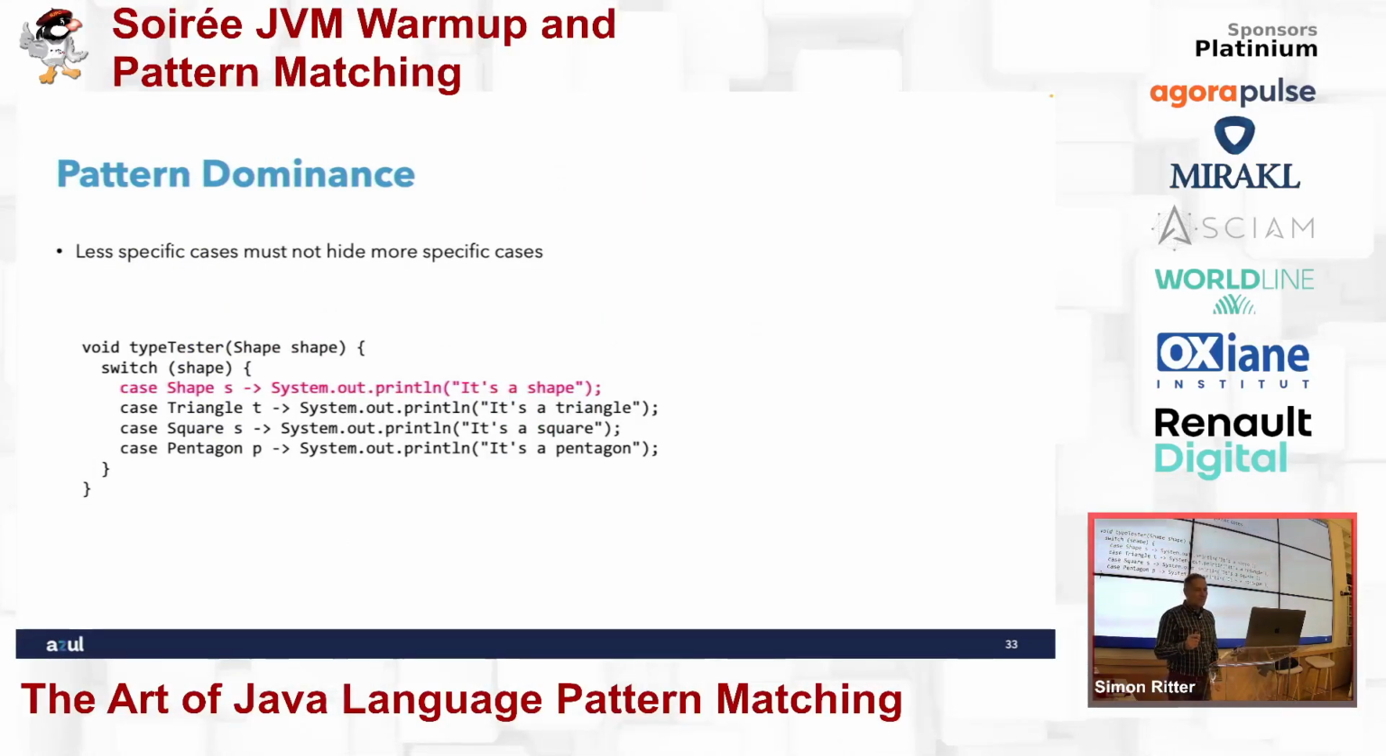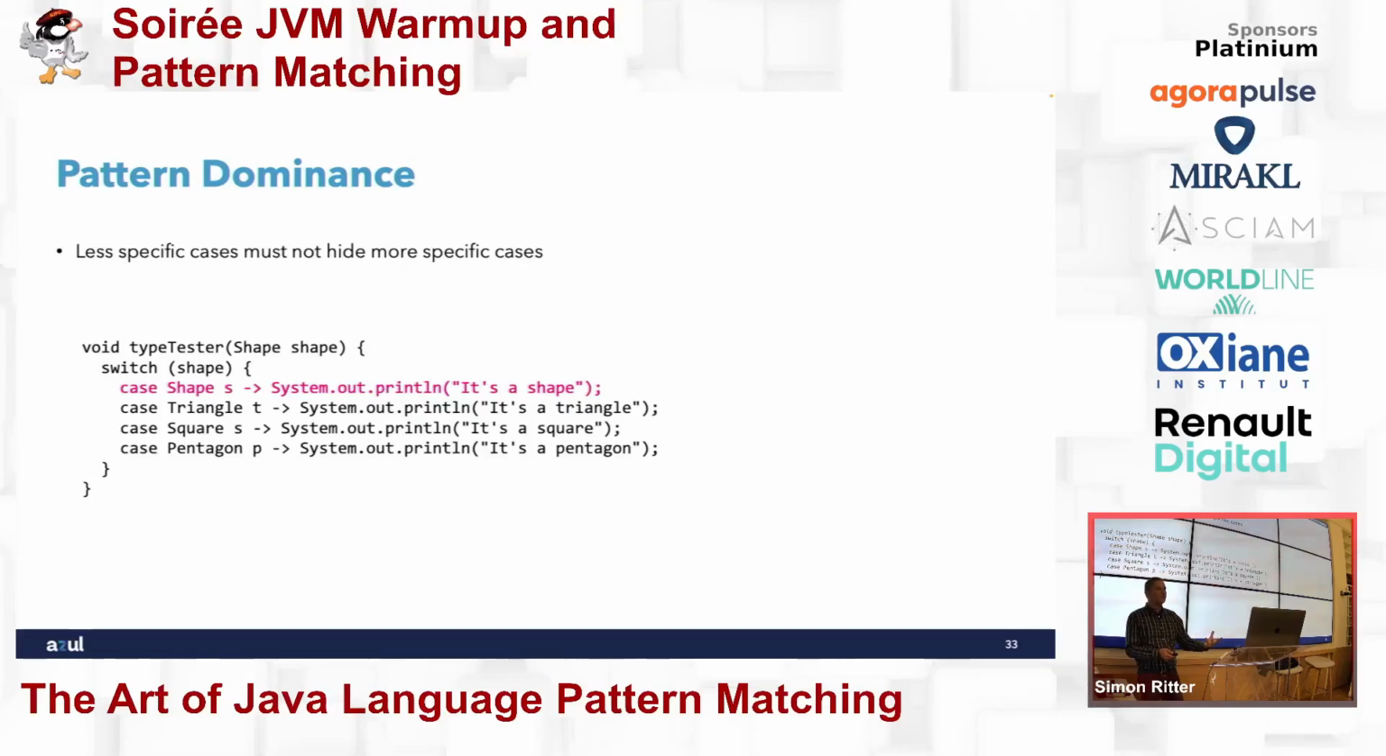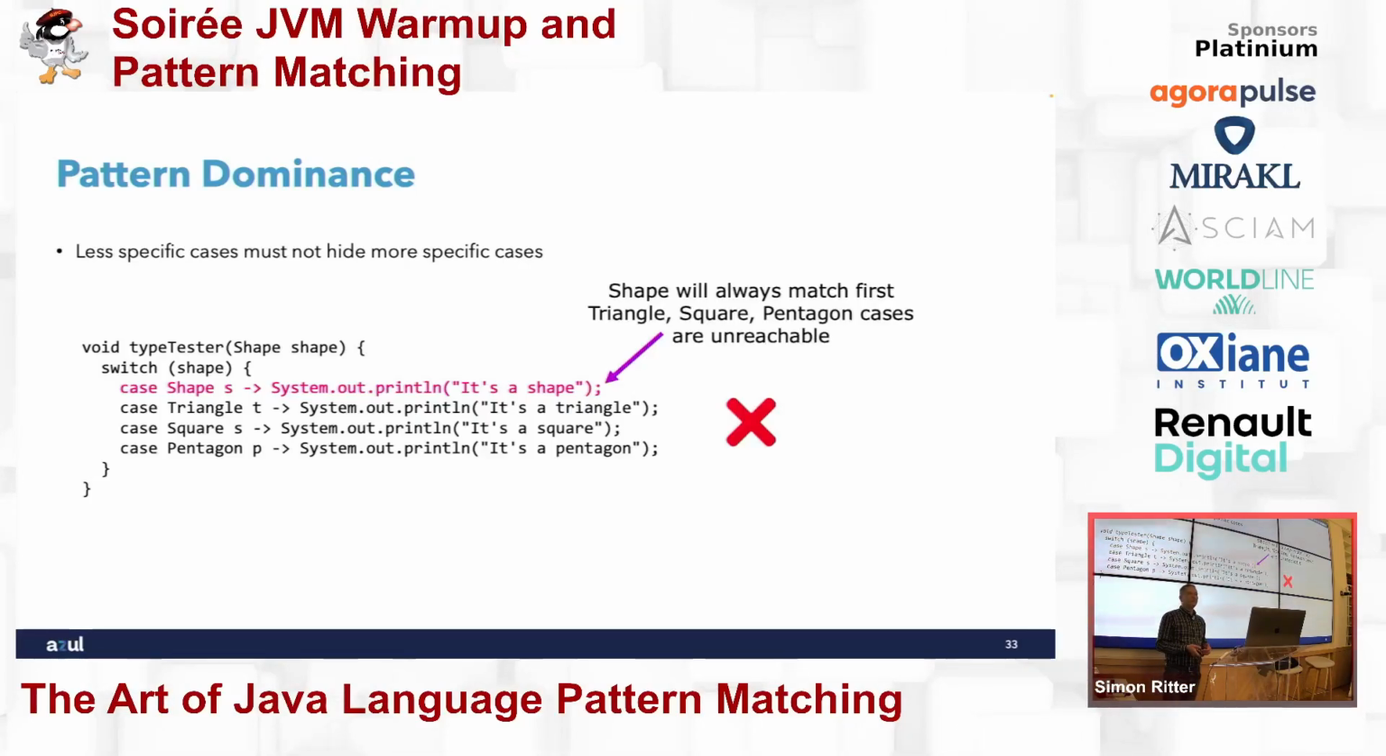Pattern dominance is also something that's very important. So we could reorder the cases that we have for our sealed class. But if we put the shape as the first one, then the problem we're going to have is that triangle, square, and pentagon are all subclasses of shape. So shape will always match everything and it won't ever get to triangle, square, or pentagon. So the code becomes unreachable. Now the compiler will reject that. It will simply say, no, you can't do that because shape is a superclass. It makes all the rest of the code invalid. And so there's no point in compiling that code.